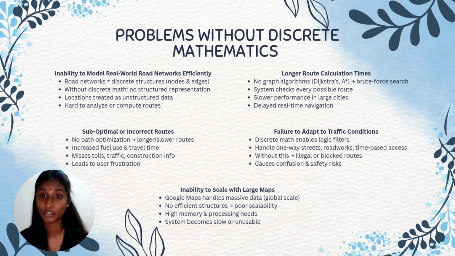Continuing with suboptimal or incorrect routes. Without a proper optimization algorithm, users might get longer or slower routes instead of the faster path. This wastes time and fuel, and causes frustration. Important details like avoiding tolls, traffic, and roadblocks might also be ignored, which makes the system less reliable.